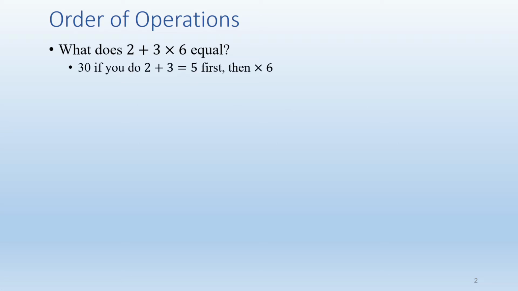Did you get 30 as an answer by doing 2 plus 3 is 5, 5 6s are 30? Or did you get 20 as an answer by doing 3 6s are 18, 2 plus 18 is 20? We want only one meaning to that problem, so we have a convention that tells us how to work those out and which order to do it.